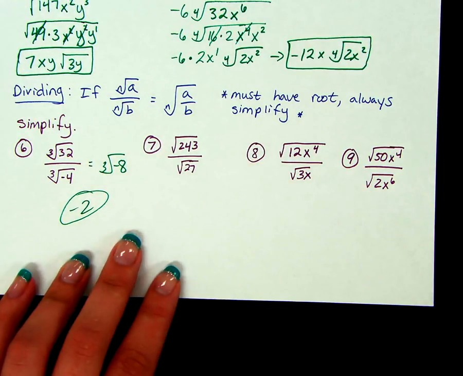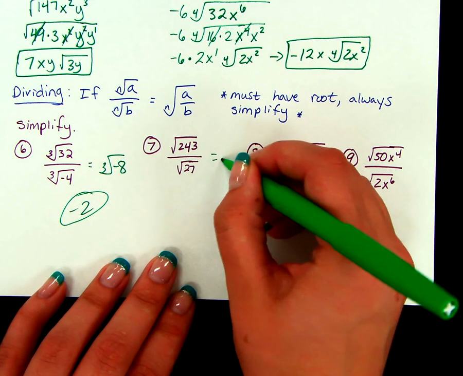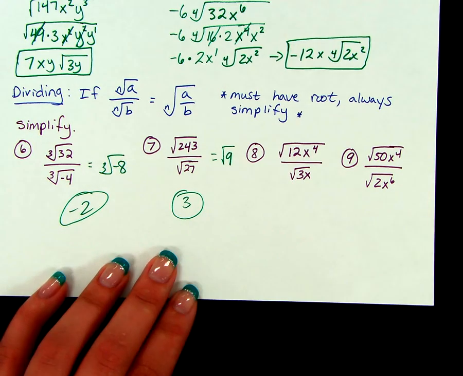All right, next one. So 243 divided by 27. So that's going to work out nicely. So this will simplify to be the square root of 9. And then we can keep simplifying that to get 3.